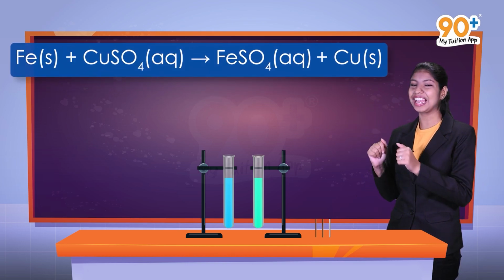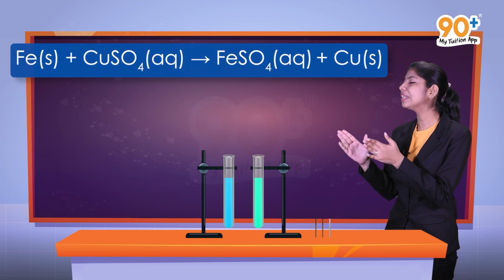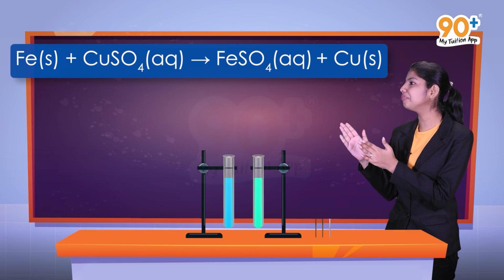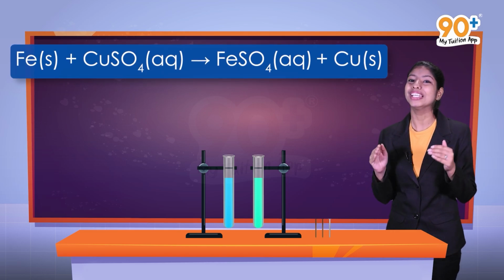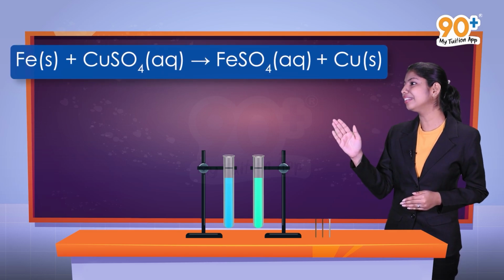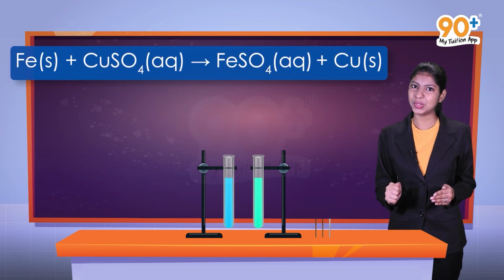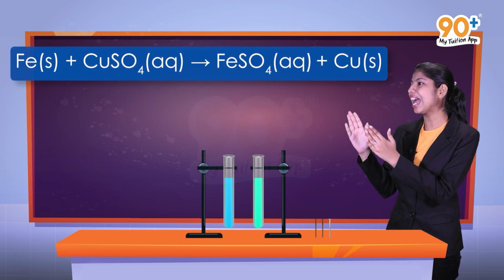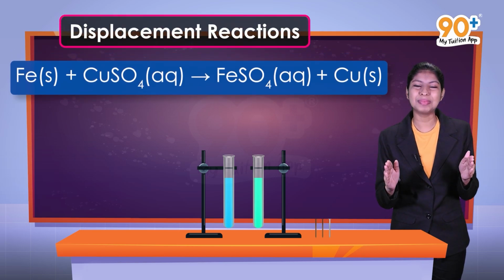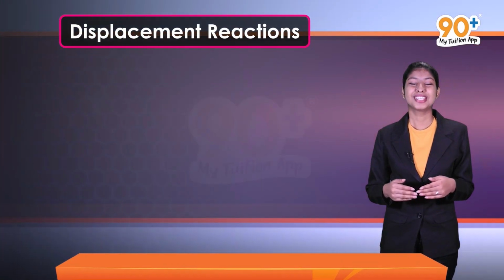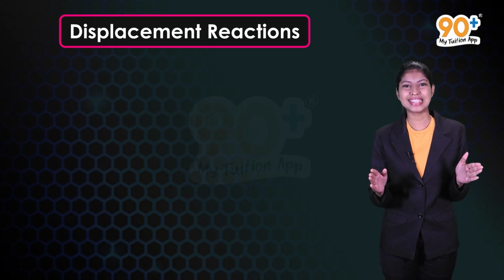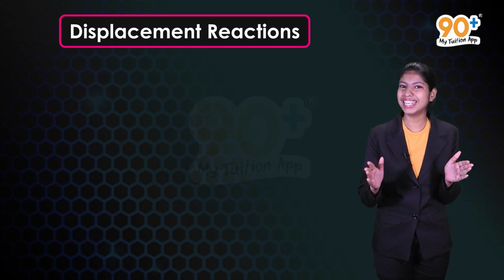What would be the chemical reaction that happened here? Here is the chemical reaction: Fe plus CuSO4 gives FeSO4 plus Cu. Here we can see that iron displaced or removed copper from copper sulfate solution, and this reaction is known as a displacement reaction.